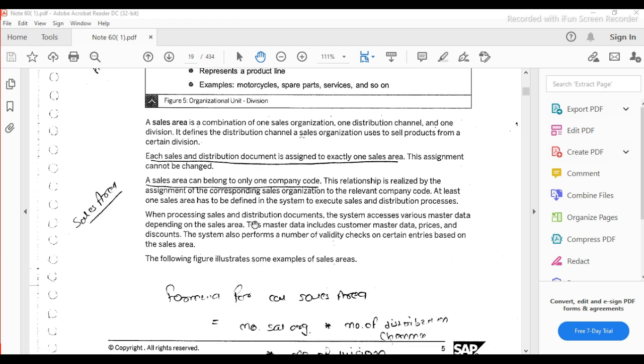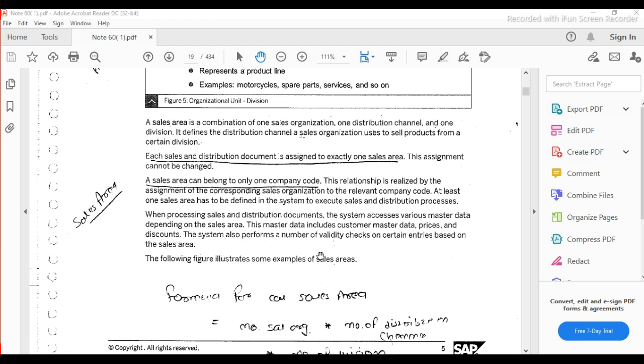When processing sales and distribution documents, the system accesses various master data depending on the sales area only. When we maintain the master data based on the sales area, the system will fetch the data from the master data into the sales document, because most of the data in the sales document comes from the master data. Master data includes customer master, price master, material master, and so on. The system also performs a number of validity checks for certain entries based on the sales area, and also checks the validity period.